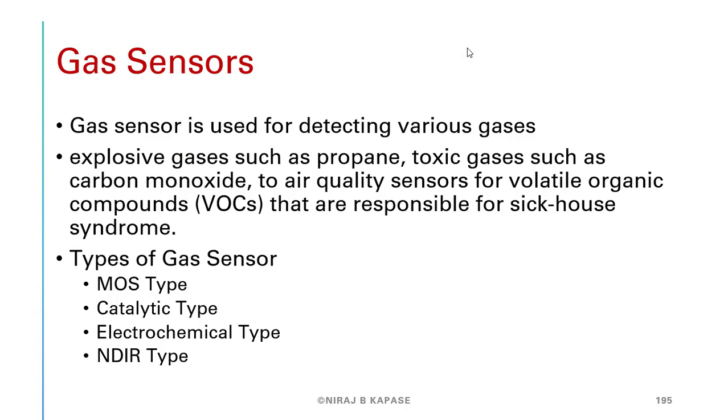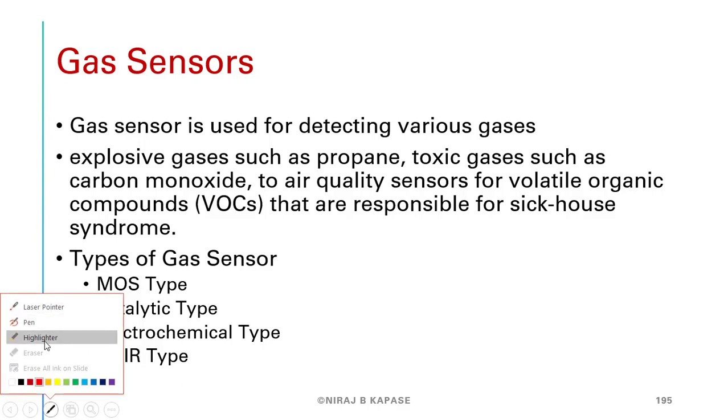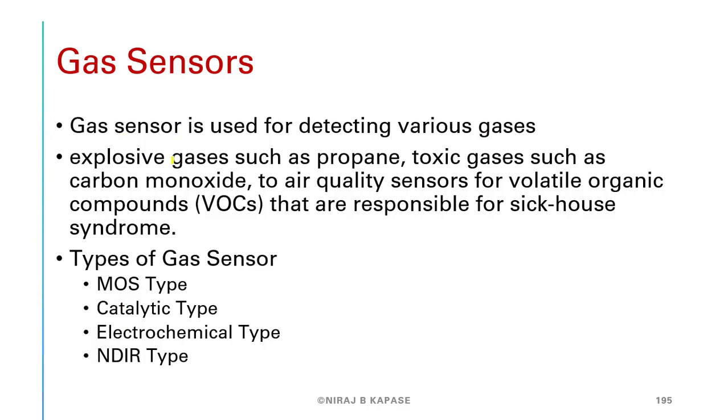The next type of sensor we are going to look at is a gas sensor. A gas sensor is very important to detect gases, natural gases, or different types of gases like methane, benzene, alcohol. For that purpose the gas sensor is used. A gas sensor is used for detecting various gases: explosive gases such as propane, toxic gases such as carbon monoxide, air quality sensors, and volatile organic compounds that are responsible for sick house syndrome.